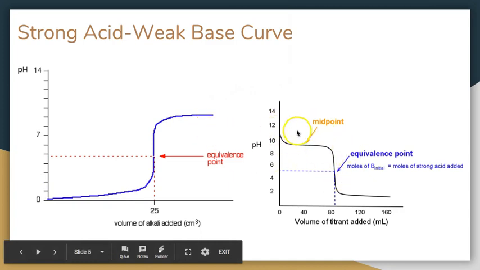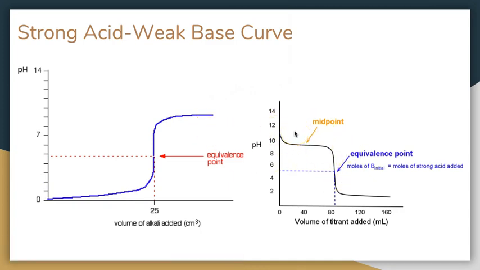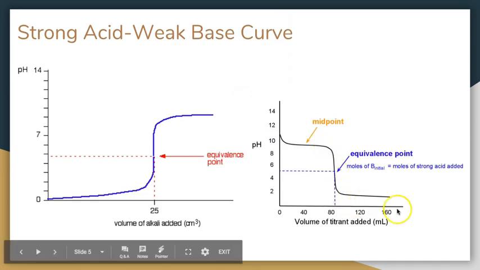In this one, we've flipped it. So now we have the acid in the burette and picture the base in the beaker, and that's what we're tracking the pH changes of. So we start with a basic solution, and then as we titrate the acid, it ends up acidic. But it's the same thing. It's still a strong acid with a weak base.